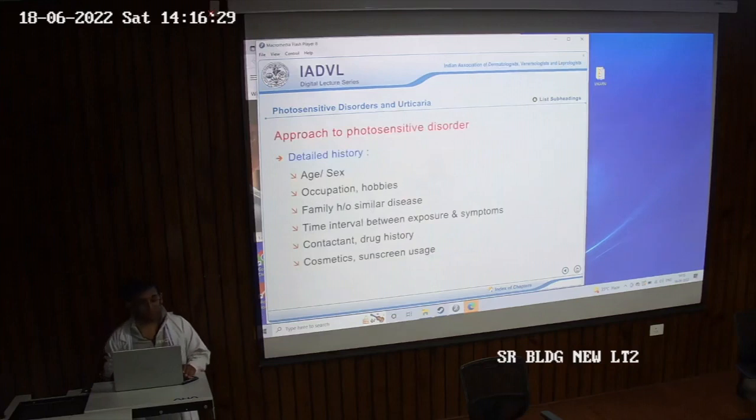Then approach to photosensitive disorder. A detailed history is very important, which includes age, sex of the patient, occupation and hobbies, family history of similar disease.